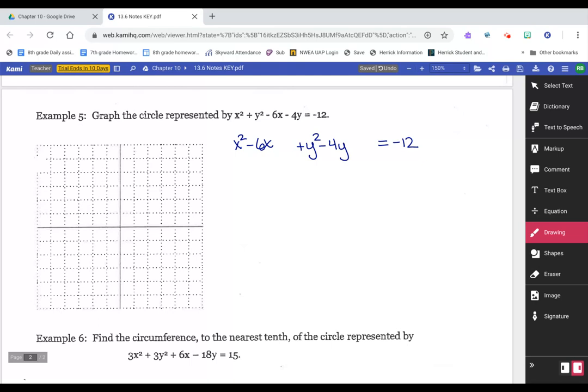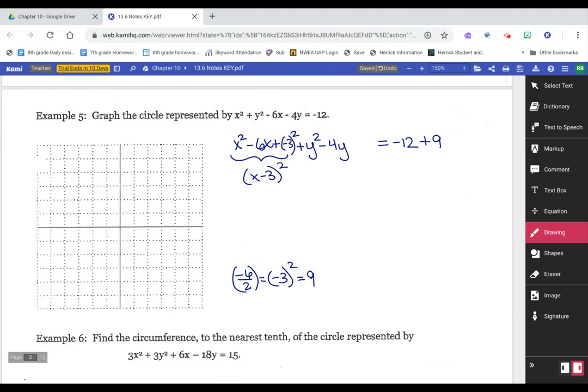So let's take negative 6, divide by 2, you get negative 3, and then you're going to square that to get 9. So I'm going to add 9 to the right side. I also have to add 9 to the left side, but I'm going to add it in the form of negative 3 squared. This allows me to factor this part as x minus 3 squared.